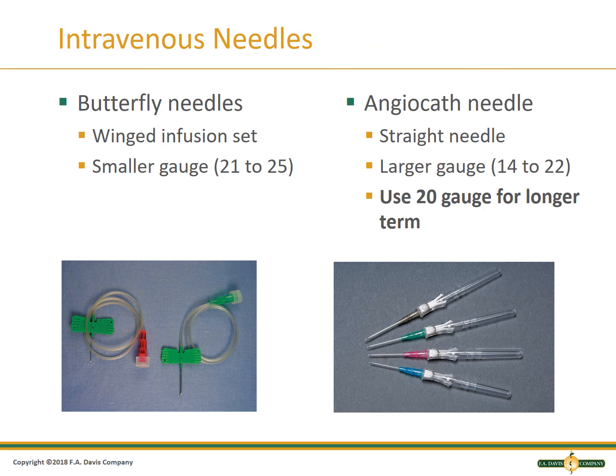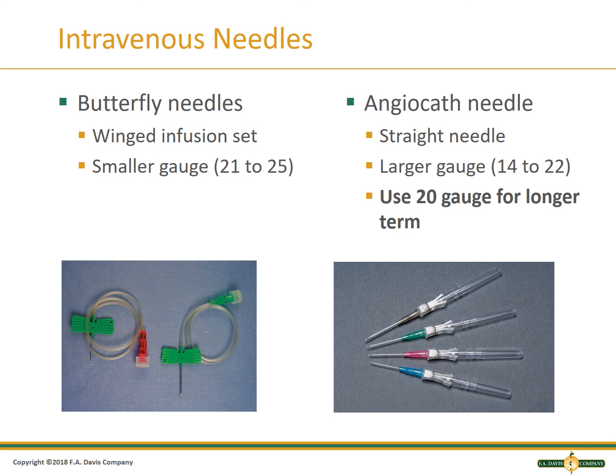Intravenous needles, this is a picture of butterfly needles. You'll hear people all the time say butterfly. This is a winged infusion set, and it's a smaller gauge. This is pretty much used for short term, easy to insert, and it's more likely to lead to infiltration, and it's very uncomfortable because the needle is still in the arm, in the vein.